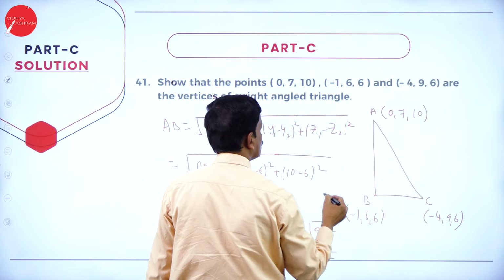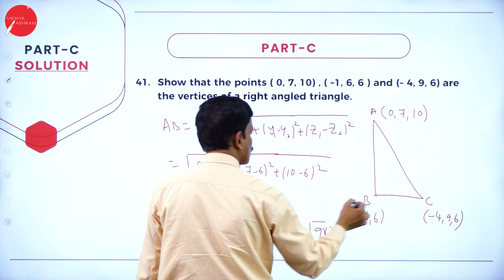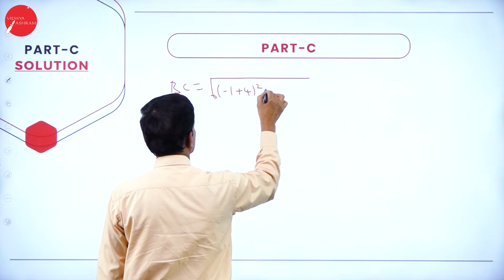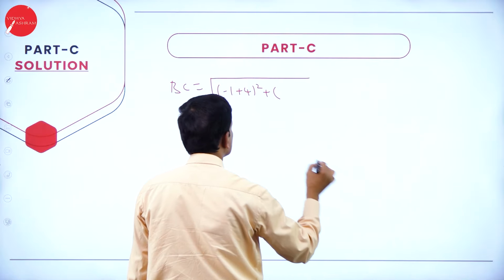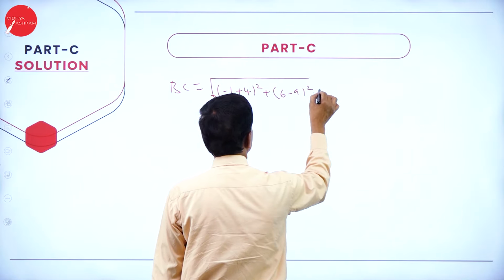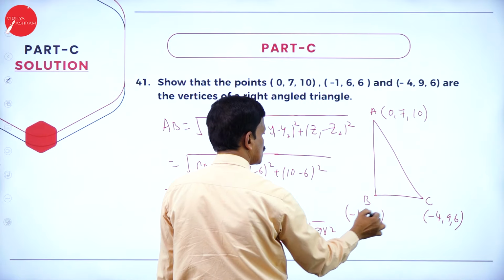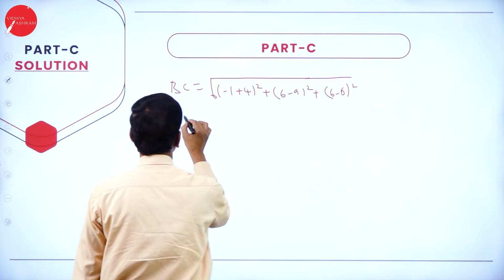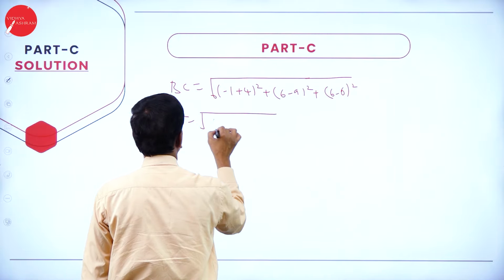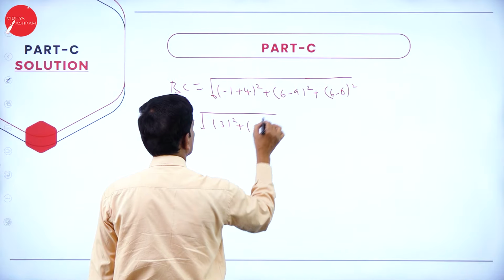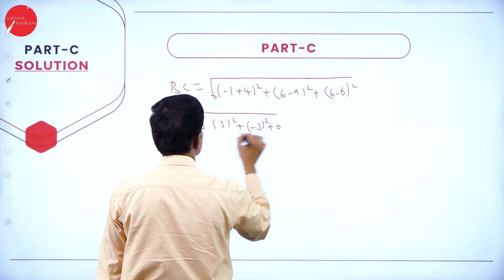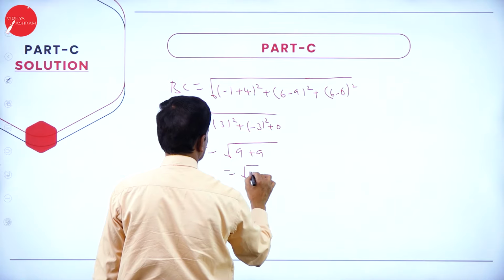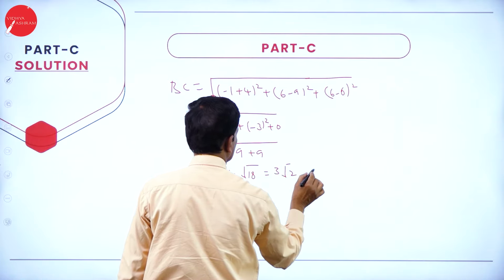BC is equal to root of (−1−4) squared... minus into minus plus 4 whole square plus (6−9) whole square plus (6−6) whole square. So this is equal to 3 square plus (6−3) is minus 3 square plus 0. That's equal to 9 plus 9, which is root 18. This is equal to 3 root 2.